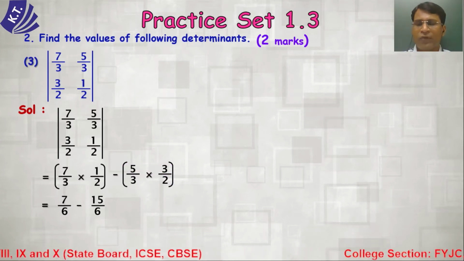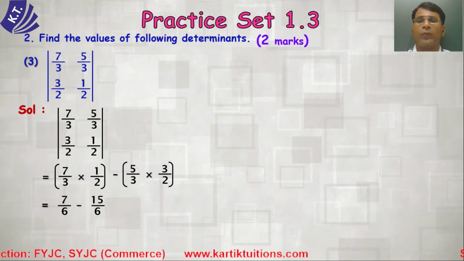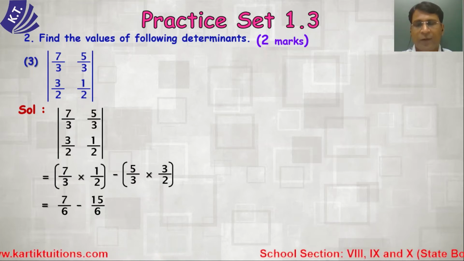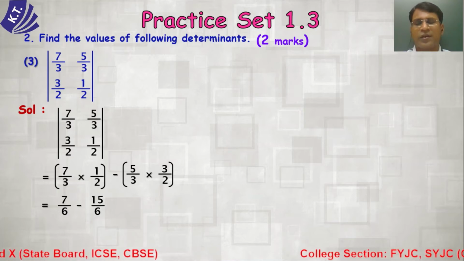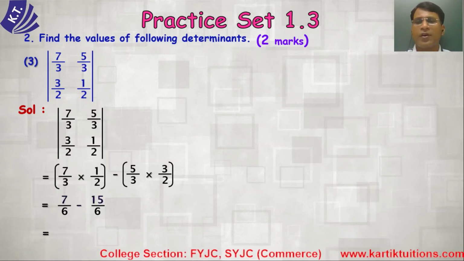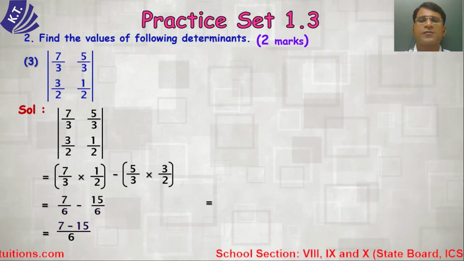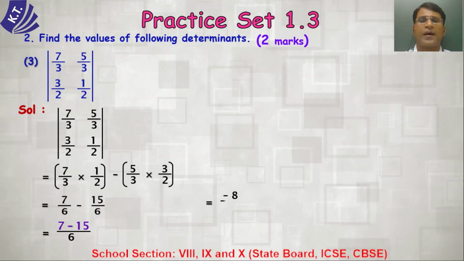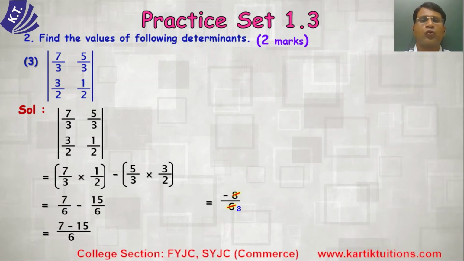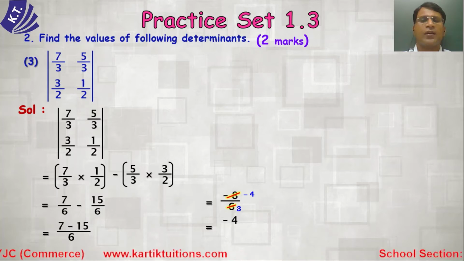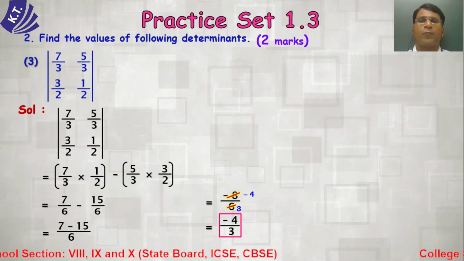Now, if you observe, if we have two fractions with a minus sign in between, first we need to check the denominators. Are the denominators the same? Yes. Since the denominators are the same, we just have to perform the subtraction operation in the numerator. So it becomes 7 minus 15 upon 6. Now, 7 minus 15 will give us minus 8. So it is minus 8 upon 6. We can simplify this further. It is 2 4s and 2 3s. So basically it becomes minus 4 upon 3. So the value of the given determinant is minus 4 upon 3.